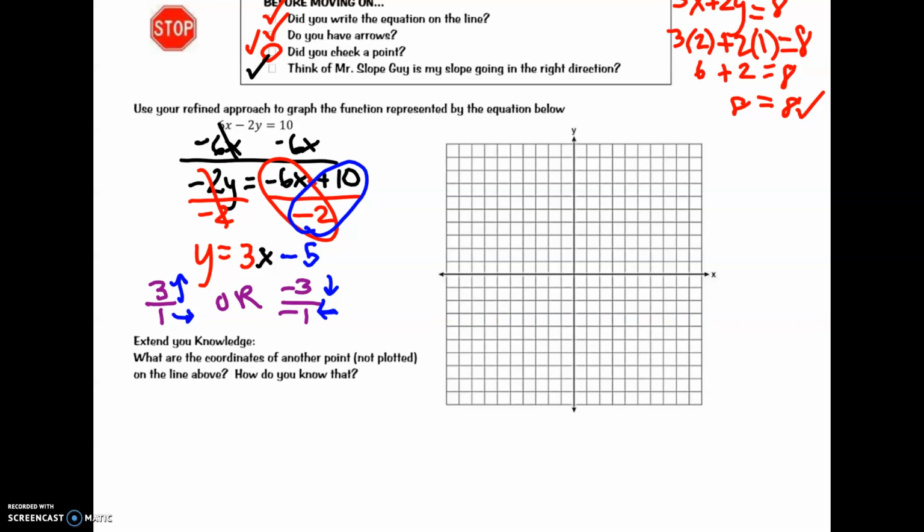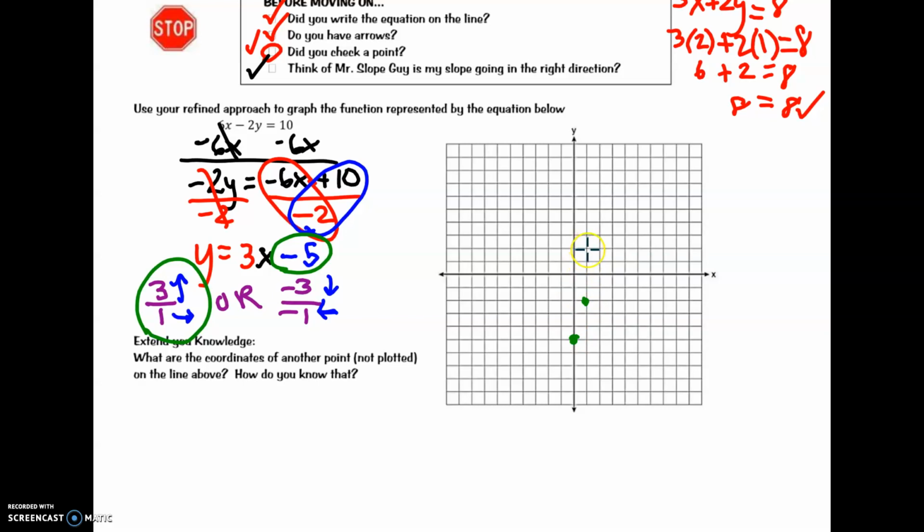But before we use the slope, we need to graph our y-intercept. So my y-intercept is -5. 1, 2, 3, 4, 5. In the negative direction, which is why I went down. So now from here, because I'm towards the bottom of the graph, I'm going to use the slope that has me move up. So 1, 2, 3 up and 1 to the right.